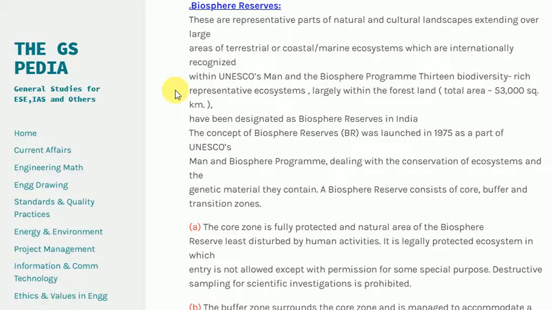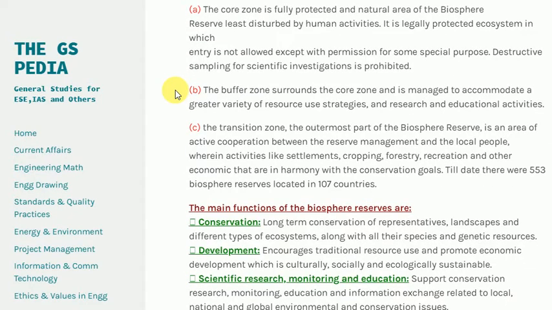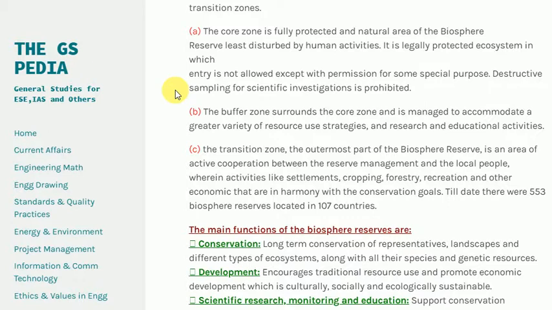A biosphere reserve consists of core, buffer and transition zones. The core zone is a fully protected and natural area of the biosphere reserve, least disturbed by human activities. It is a legally protected ecosystem in which entry is not allowed except with permission for some special purpose. Destructive sampling for scientific investigations is prohibited.